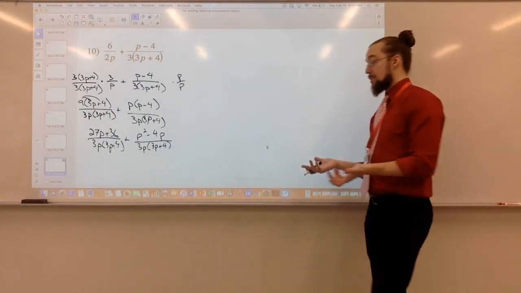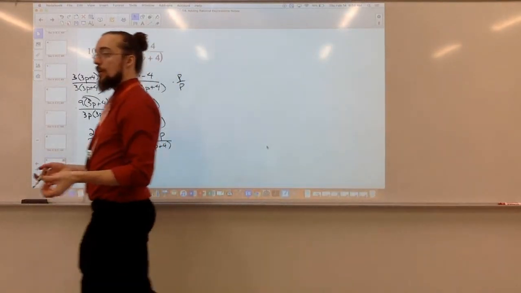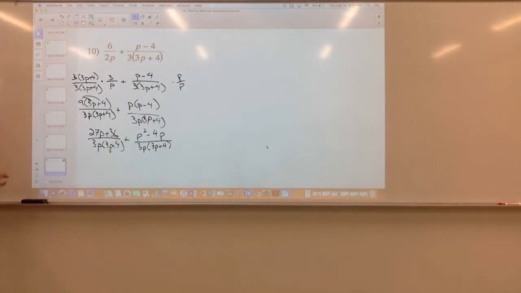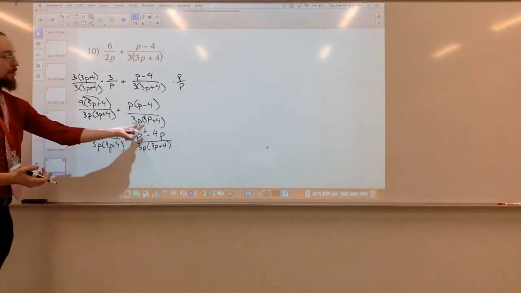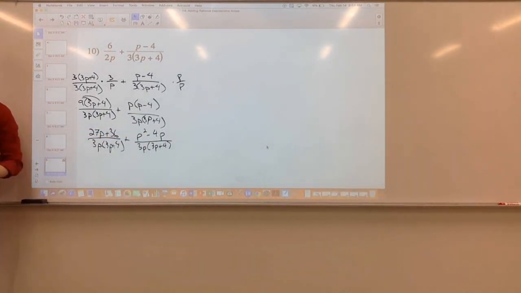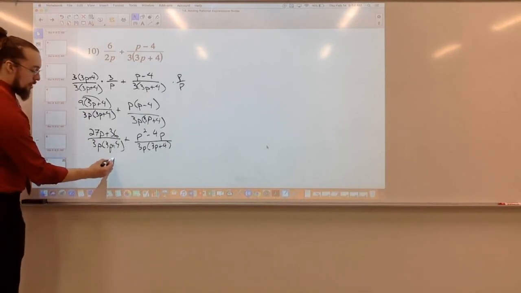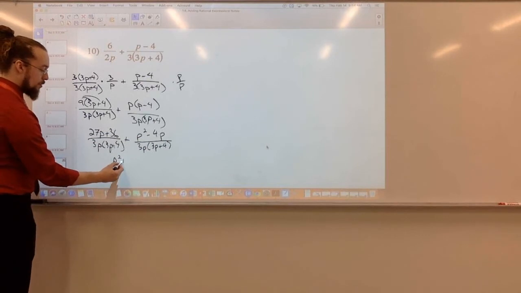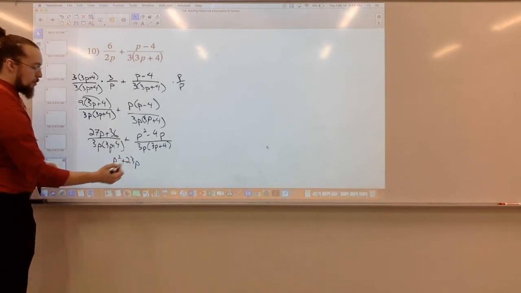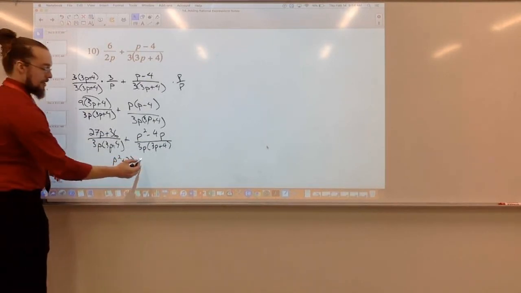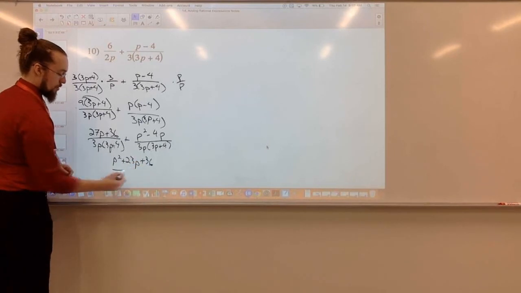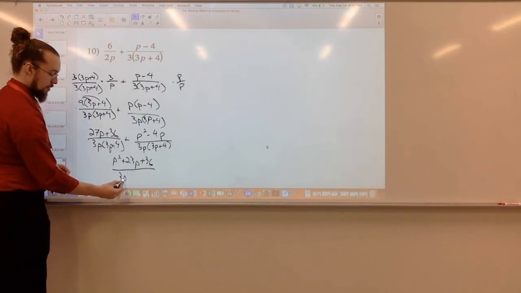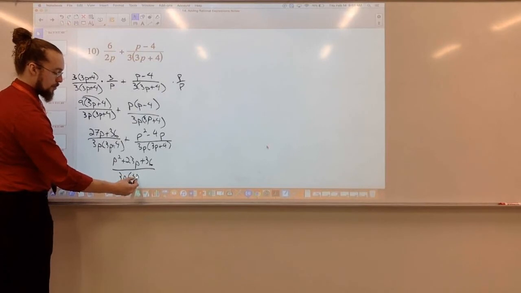Now, I have common denominators, so I can add my numerators together. There's only one, the 27p and the negative 4p. Those are my only like terms. So this would end up being p squared, 27p minus 4p would be 23p, plus 36, over 3 times p times 3p plus 4.